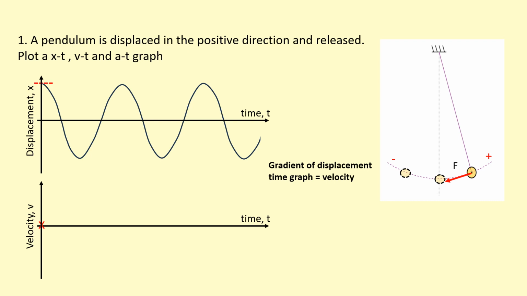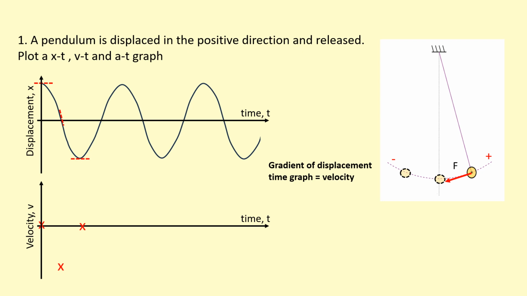Then as it gets pulled towards the equilibrium, it's going to go through the equilibrium, going in the negative direction, so you get a maximum speed in the negative direction. Let's check this on our displacement time graph by drawing a gradient there, and you can see a steep gradient, but it's negative. Then it's going to go all the way to the left hand side where it's going to stop, so the velocity will equal 0 again at the maximum negative displacement.